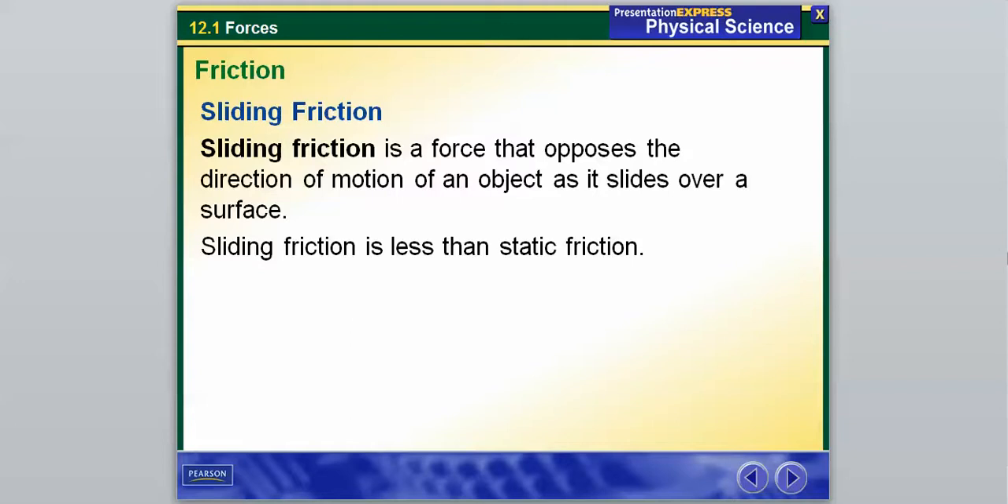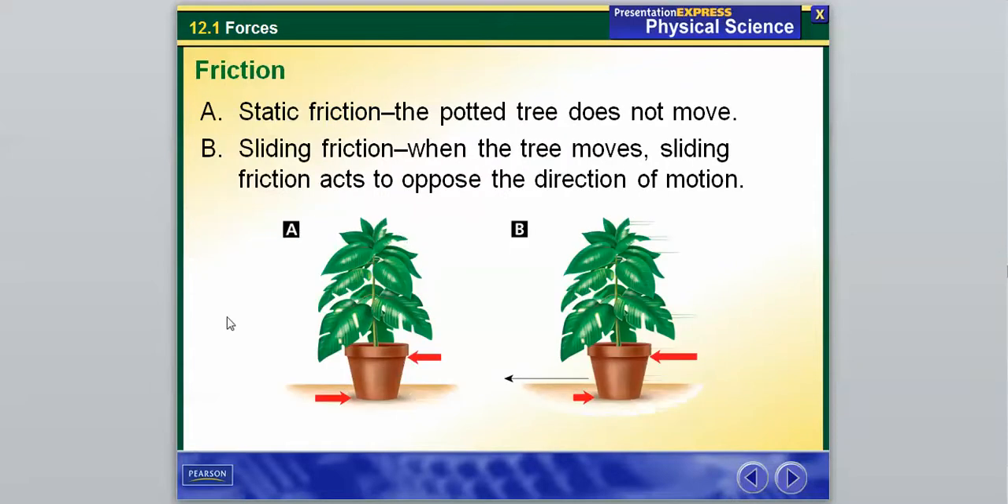And again, it's not quite as strong as static friction, because static friction is holding an object in place all the time. So here is our example. Static friction is A, and that's the potted plant. We have forces acting from both sides of the potted plant that are keeping it in place. They're keeping it from moving at all.